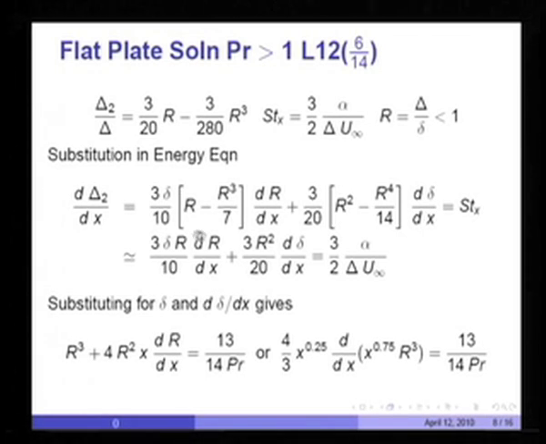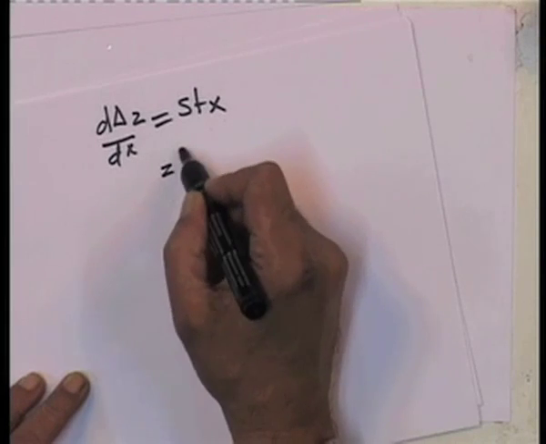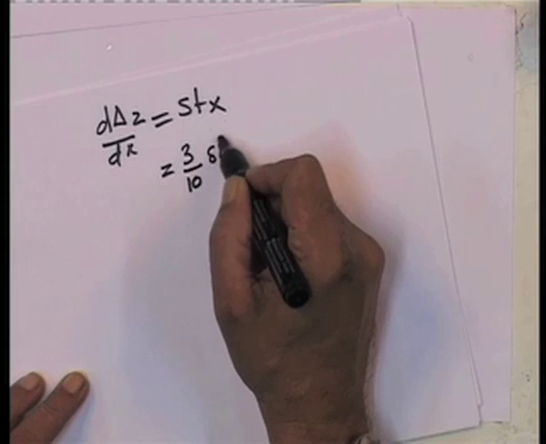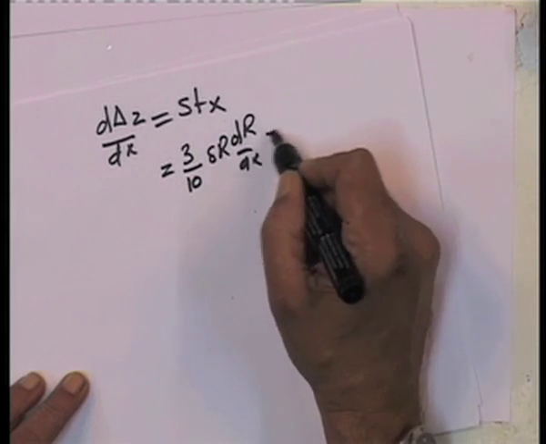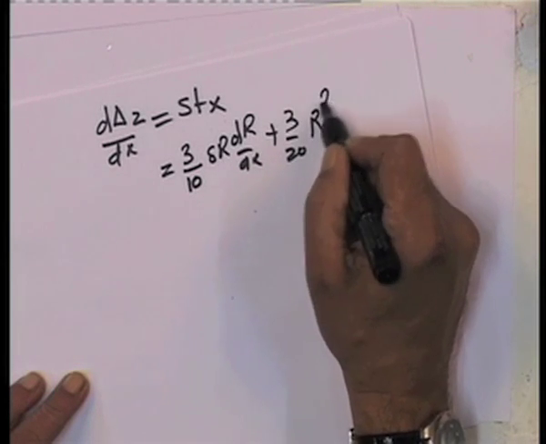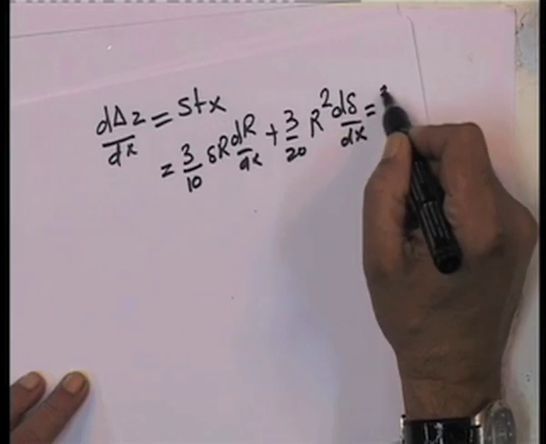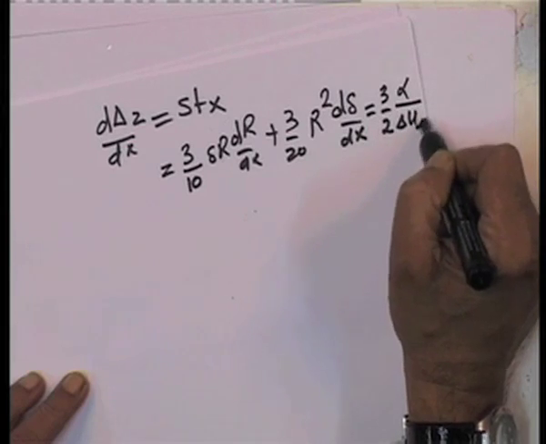It is a fairly straightforward algebra. But notice each of these brackets, because r is less than 1, r cube by 7 will be much, much smaller than r. So, this can be ignored. Likewise, r to the 4 by 14 will be much, much smaller than r squared. So, even that term can be ignored. And then I will get d delta 2 by dx is very nearly equal to 3 delta r by 10 into dr by dx plus 3 r squared by 20 d delta by dx, equal to 3 by 2 alpha over u infinity. So, I get essentially d delta 2 by dx is equal to 3 by 10 delta r dr by dx plus 3 by 20 r squared d delta by dx equal to 3 by 2 alpha times delta over u infinity.